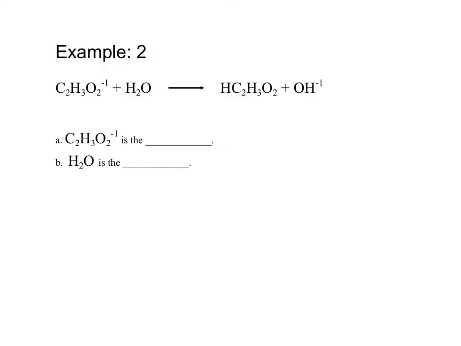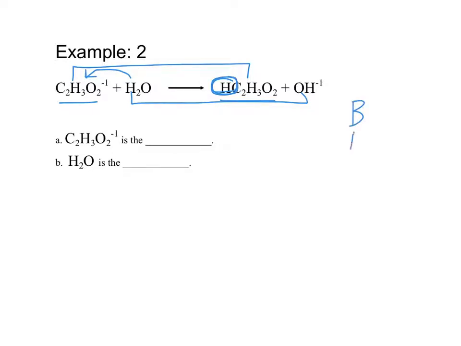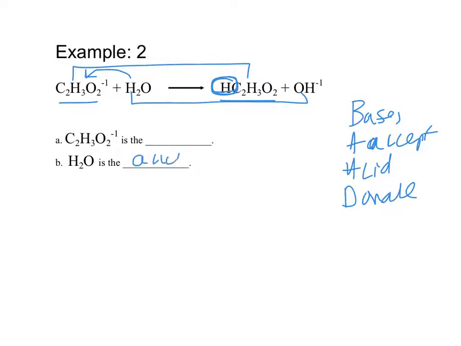Let's try another example. First thing I do is pair up like terms in the chemical reaction. I see this ion before, and after the reaction, it has gained a hydrogen. That indicates to me that H2O must have donated the hydrogen. We know from our BAD acronym that bases accept and acids donate the hydrogen. So if water donated, that makes water the acid, and that makes the acetate ion the base.